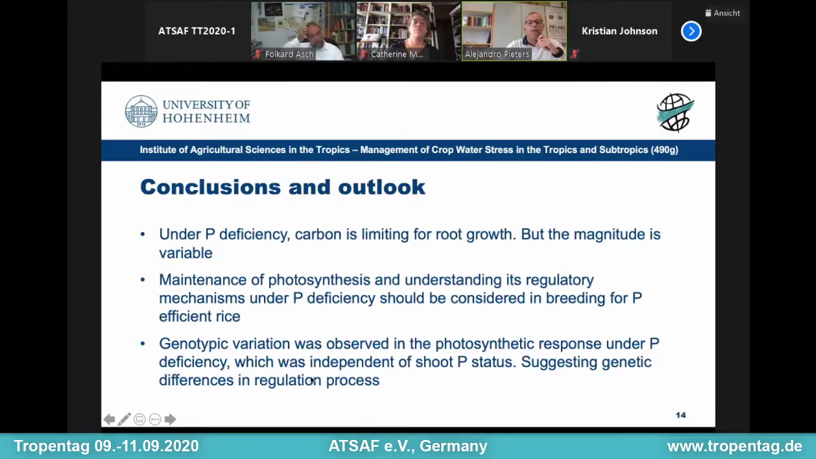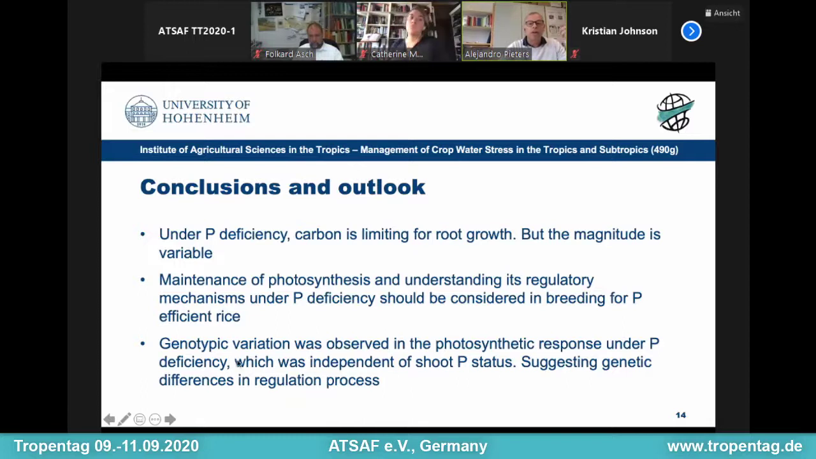So to finish off with some conclusions and outlook, we can say that under phosphorus deficiency, carbon seems to be limiting for root growth, but the magnitude is variable. The magnitude of the impact depends on the variety we select for. Maintenance of photosynthesis, therefore, and understanding of its regulatory mechanism on the phosphorus deficiency should be considered in breeding for phosphorus efficient rice, provided the close relation that we just showed between assimilation rate and growth and root dry weight, particularly under low phosphate conditions.